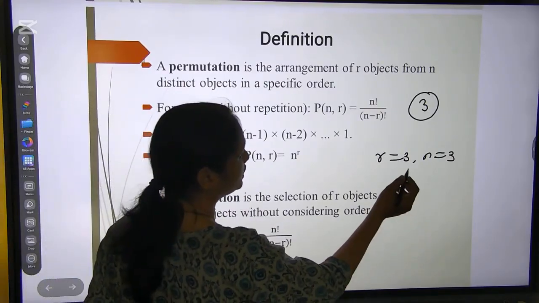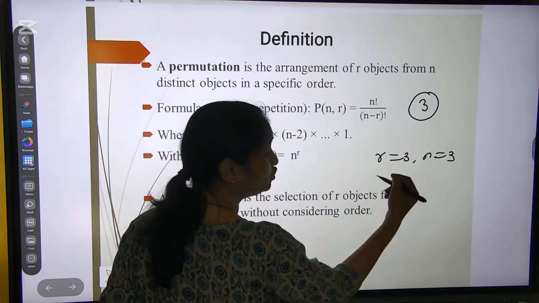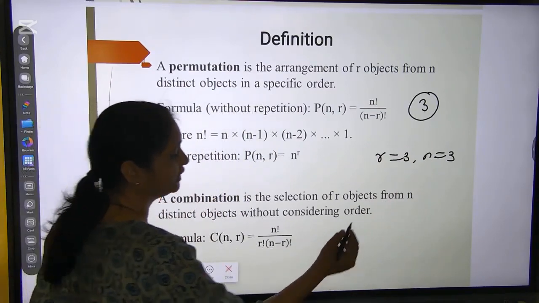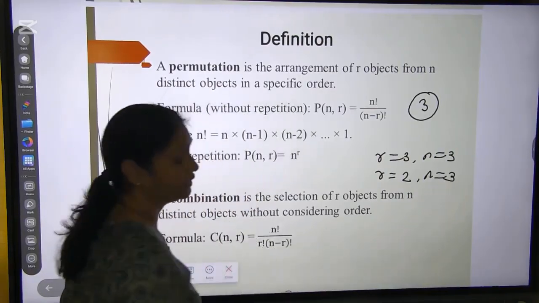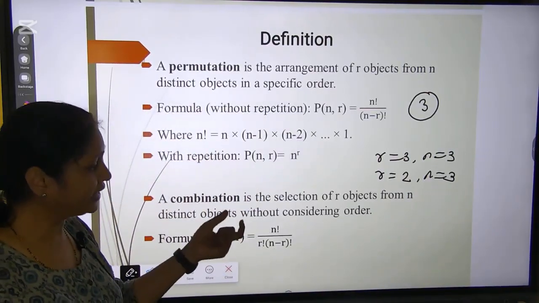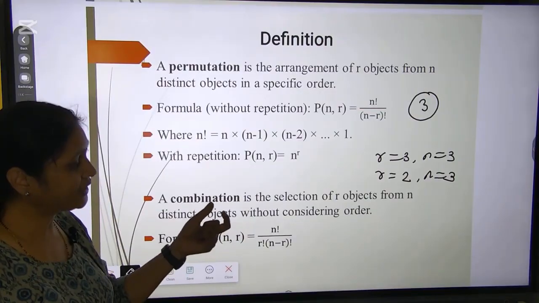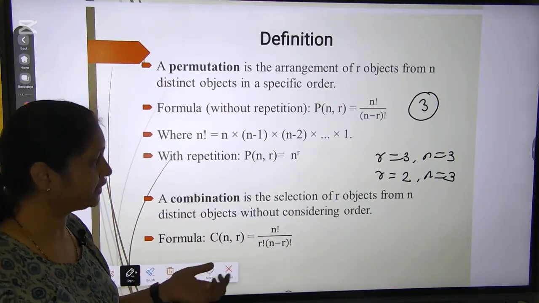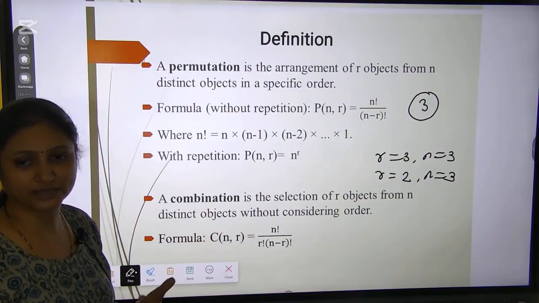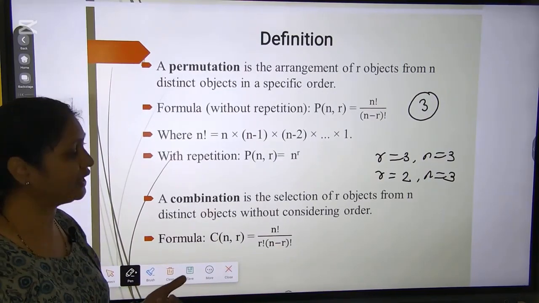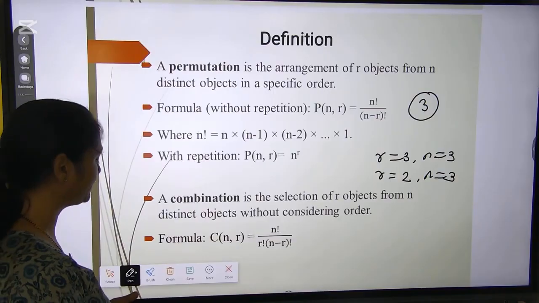And if we have to arrange 2 chairs out of 3, then our r will be 2 and n is 3. n is the total number of chairs and r is the number of chairs we have to arrange out of 3. This is possible for a small number of objects, but for large numbers of objects we have to use a specific formula.